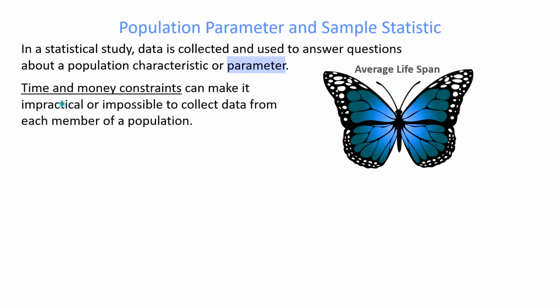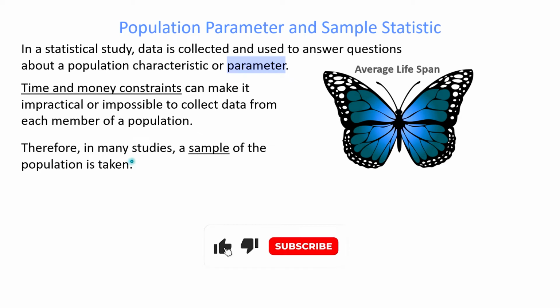Now, time and money constraints can make it impractical or impossible to collect data from each member of a population. So it would be difficult to collect that data from all of the butterflies that exist. So, therefore, in many studies, a sample of the population is taken.